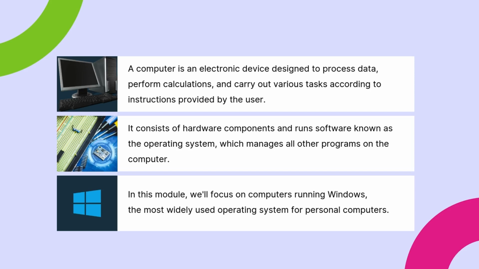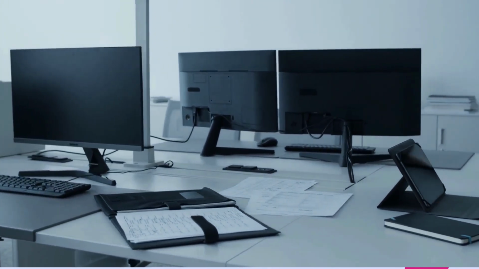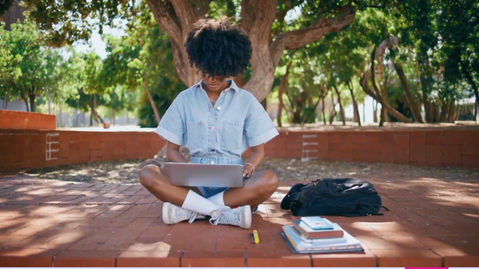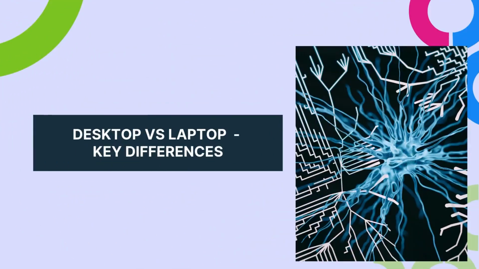Desktops and laptops are two of the most common types of personal computers, each designed for different purposes. A desktop computer typically stays in one place, while a laptop is portable, allowing you to take it with you wherever you go. Desktop versus laptop.